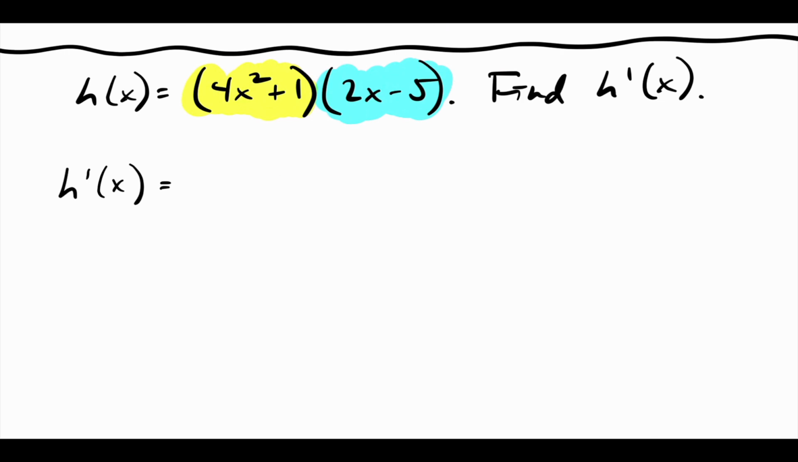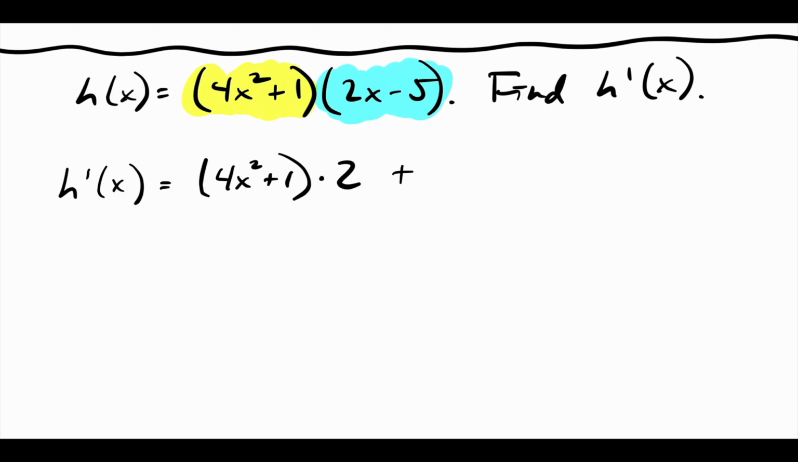So the product rule says rewrite. The first thing you do is rewrite the first one. So I'm just going to rewrite the yellow. 4x squared plus 1. And then you're going to multiply it times the derivative of the second. What is the derivative of the blue going to be? Just 2. Yeah, just 2. Because the derivative of 2x is 2. And the derivative of negative 5 is 0. So it's just going to be 2.